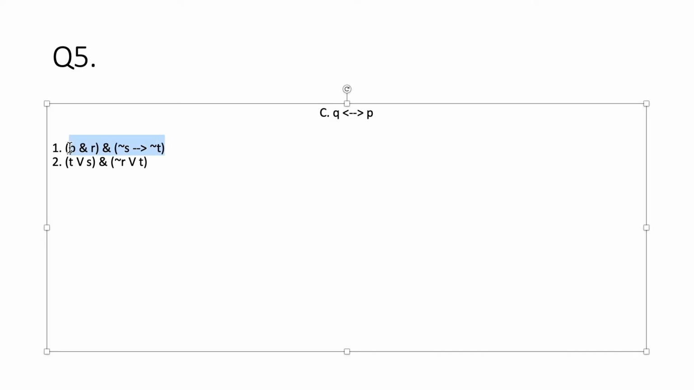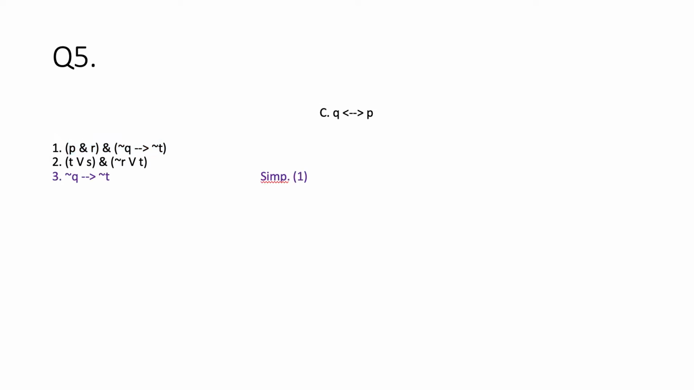Well, I'm going to simplify line 1 twice. Maybe I'll simplify both of the lines twice because each is a conjunction, but I'm just going to start with line 1. Simplify it again. Now I've got another conjunction, so I may as well just simplify that.